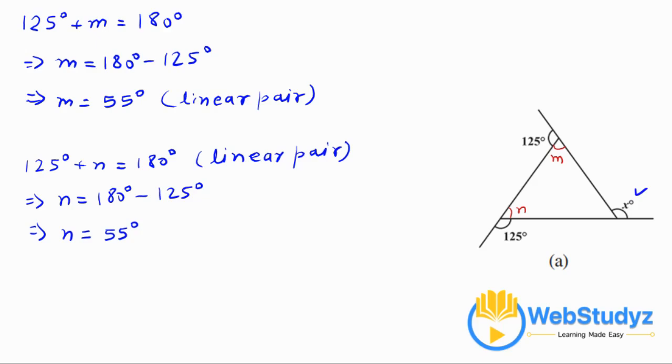Now as we know that the exterior angle of a triangle is equal to the sum of the two opposite interior angles. So here the opposite interior angles for exterior angle x are M and N. So by this convention, we can write x is equal to M plus N. That means x will be equal to 55 degree plus 55 degree. So from here we get the value of x as 110 degree.